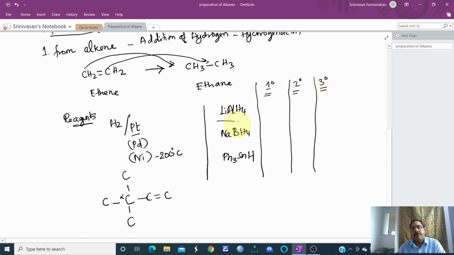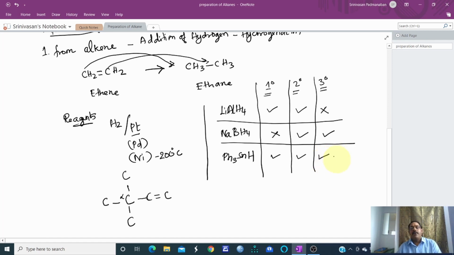I am doing a tabulation so that we can easily understand. Lithium aluminum hydride will hydrogenate only primary and secondary but not tertiary. Whereas sodium borohydride will not hydrogenate primary, but it will hydrogenate secondary and tertiary. In the last case, the catalyst is the master, so it does all the three categories. Okay, so this is about the first preparation. We are preparing it from alkene to alkane.